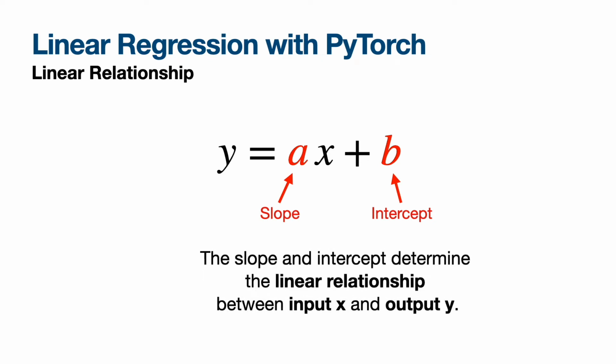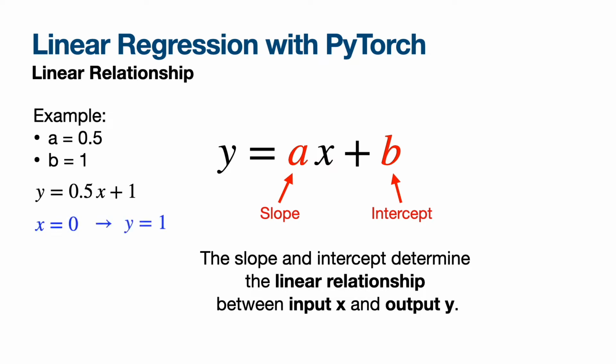For example, a equals 0.5 and b equals 1. Then, we have y equals 0.5x plus 1. If we input x equals 0, we get y equals 1. If we input x equals 2, we get y equals 2. If we input x equals 4, we get y equals 3. And so on.